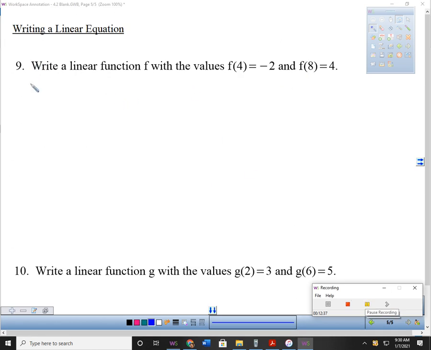All right, so these are just like those ones that were in the last one. Remember, you're going to make points out of these right here. So they want you to write a linear function. Let's add a little note here, in point-slope and slope-intercept forms.